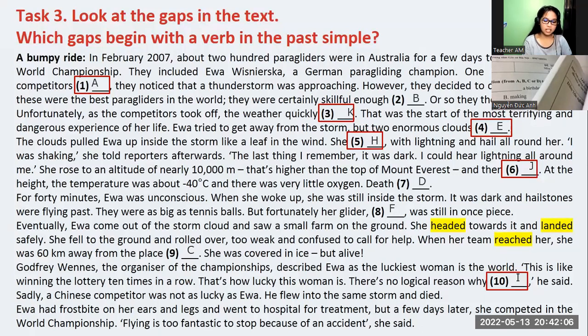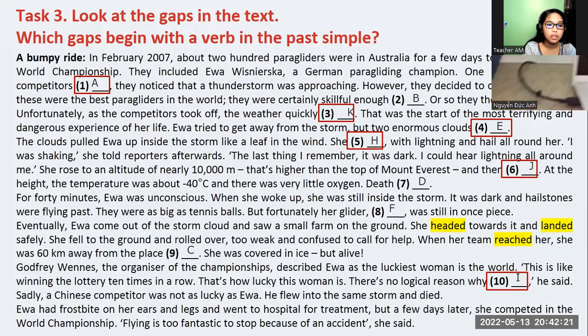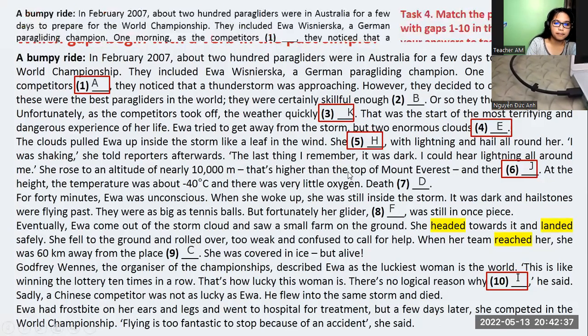Okay, are these your final answers now? Final answer, yes or no? Yes. Okay, wait a little bit. I'm going to copy this one so that I can check. Seven is D, eight is F, nine is C, ten is I. Okay, so now let's check your answers.